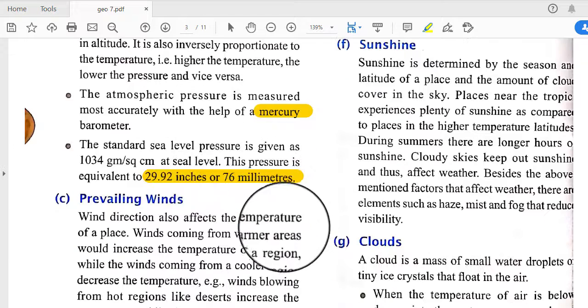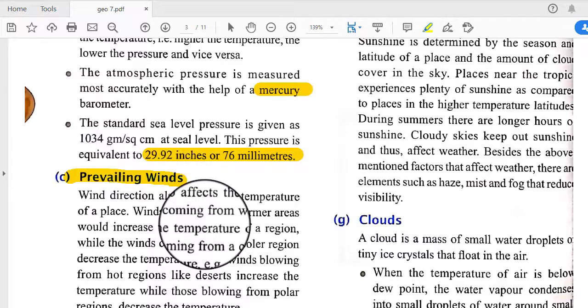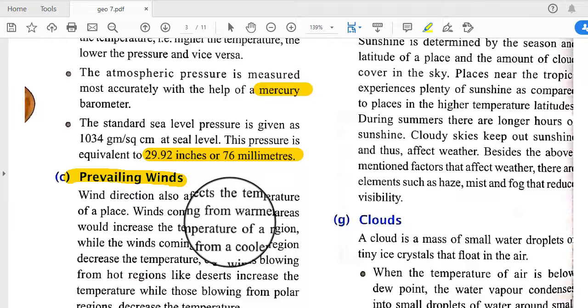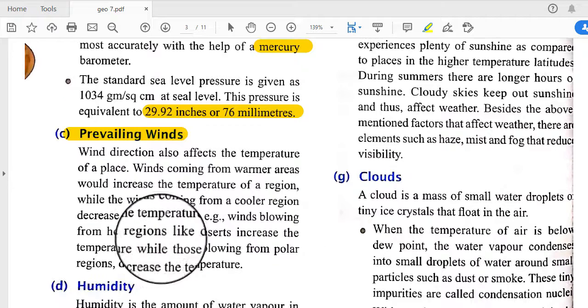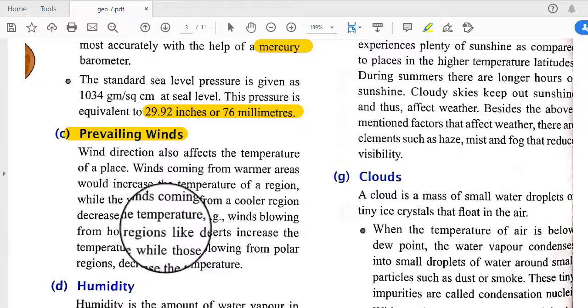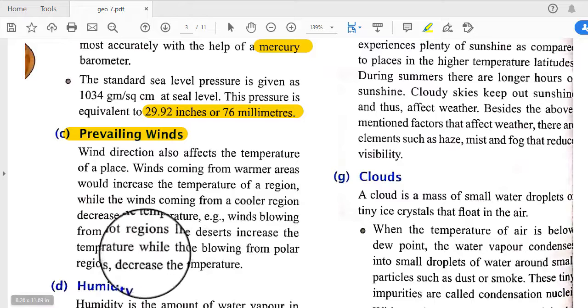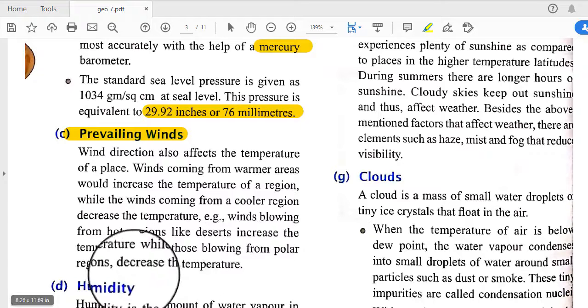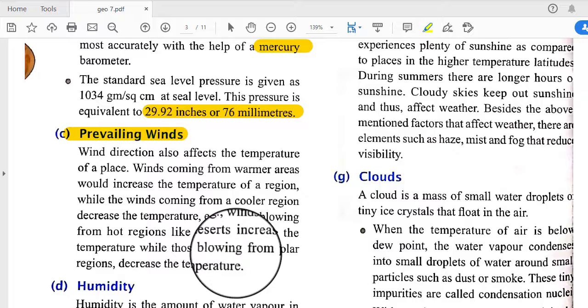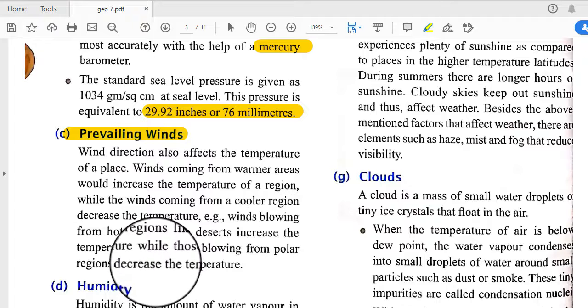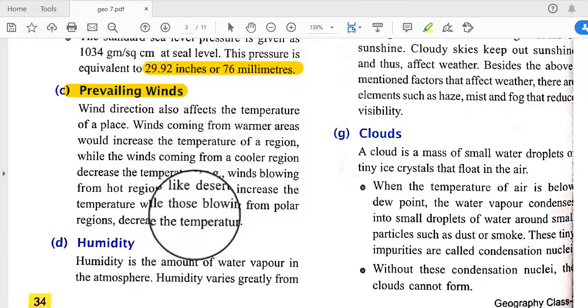So next is prevailing winds. Wind direction also affects the temperature of a place. Winds coming from warmer areas would increase the temperature of a region, while winds coming from a cooler region decrease the temperature. For example, winds blowing from hot regions like deserts increase the temperature, while those blowing from polar regions decrease the temperature. Wind is always blowing from high pressure to low pressure regions, and in this way the prevailing wind arises.